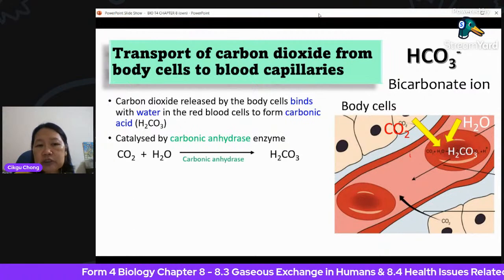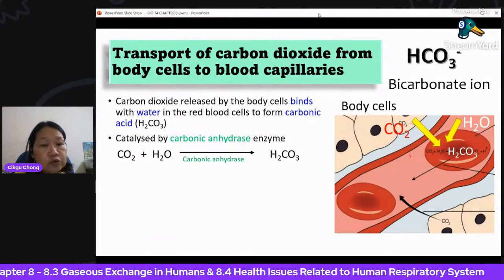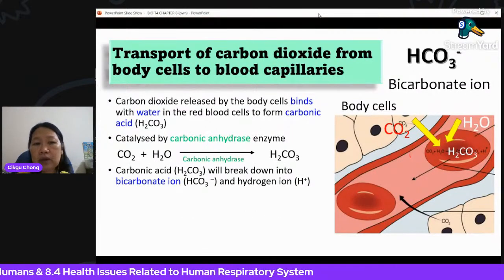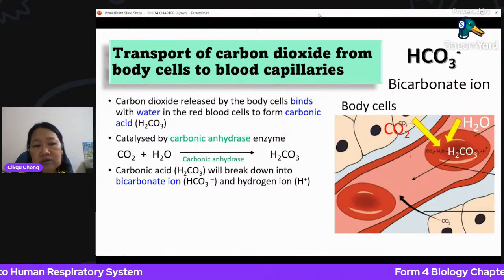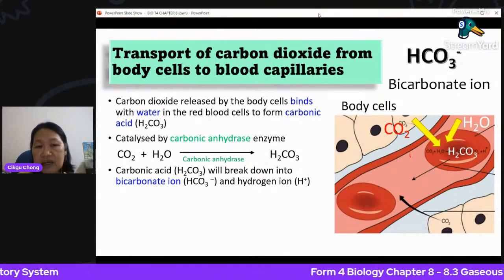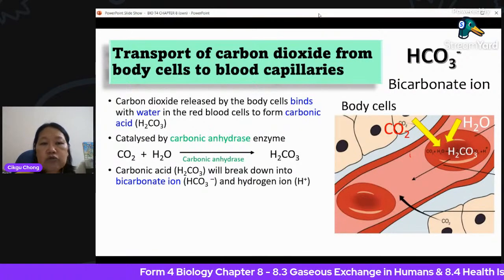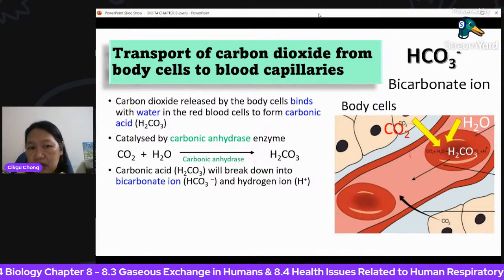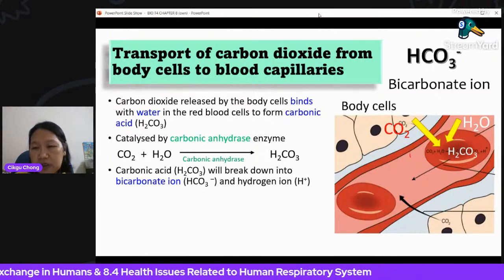Now what happens to your carbonic acid? You see your carbonic acid is H2CO3. Then it will break down into bicarbonate ion, which is HCO3 minus, and also hydrogen ion. Don't worry about the symbols. You write in words. Just remember bicarbonate ion and hydrogen ion. So the hydrogen ions remain in your red blood cell.